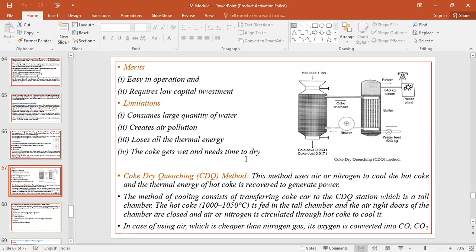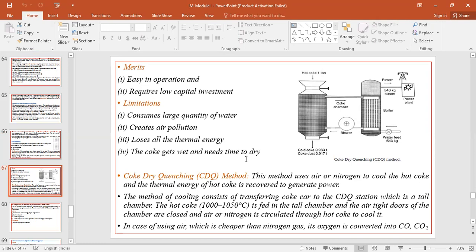So the advantages of wet quenching are that it is easy to operate, and low cost is involved. There is no need for much huge equipment for this process. The limitations, the disadvantages, are that it consumes a large quantity of water, it creates huge air pollution, and there is a huge loss of thermal energy while quenching.